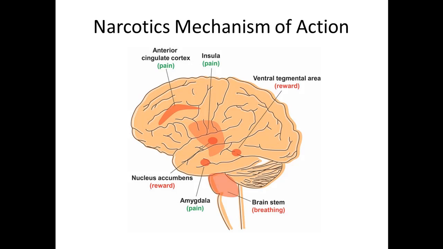Moving on to narcotics and how they act, you can see from this diagram they act in a lot of different places in the brain, most notably reward centers, which is why people tend to get addicted to them. But they do act in pain centers as well, so in the amygdala, the insula, and the anterior cingulate cortex. Another notable place that they act is the brainstem as well, so it can have, as we all know, adverse effects on breathing.